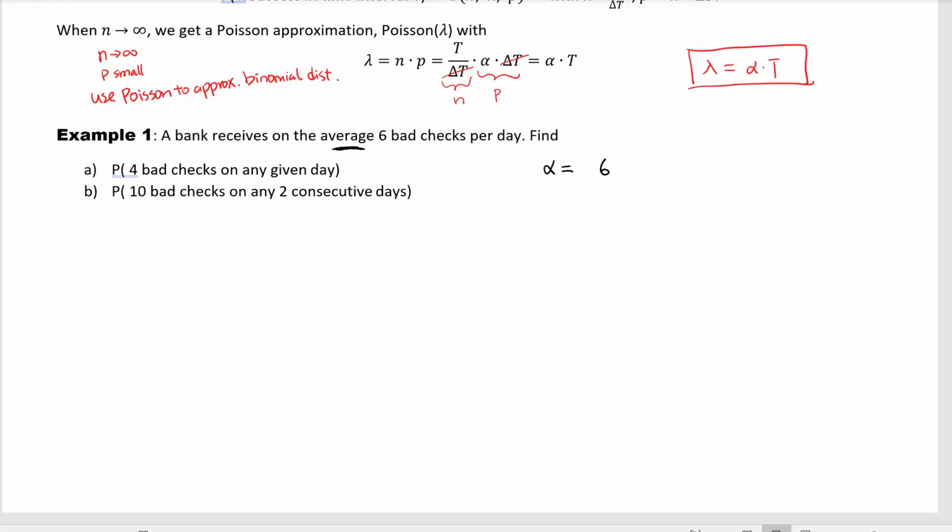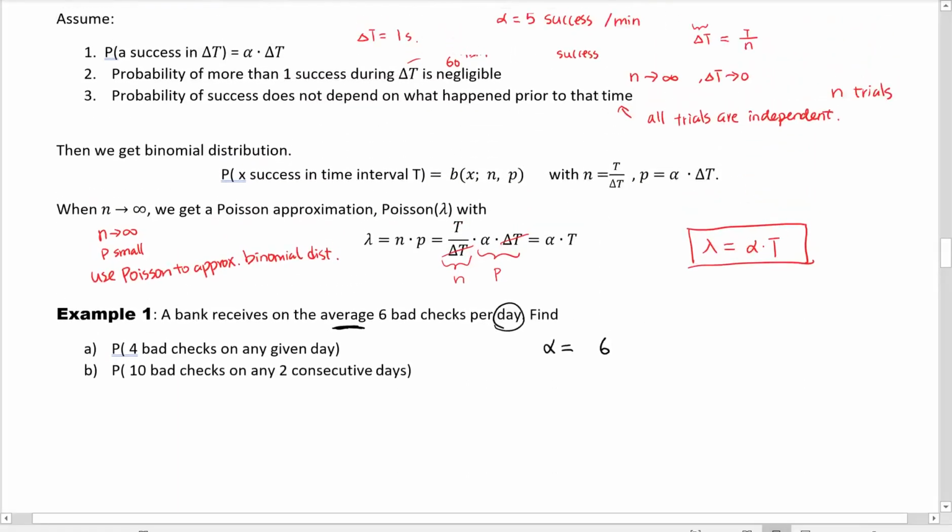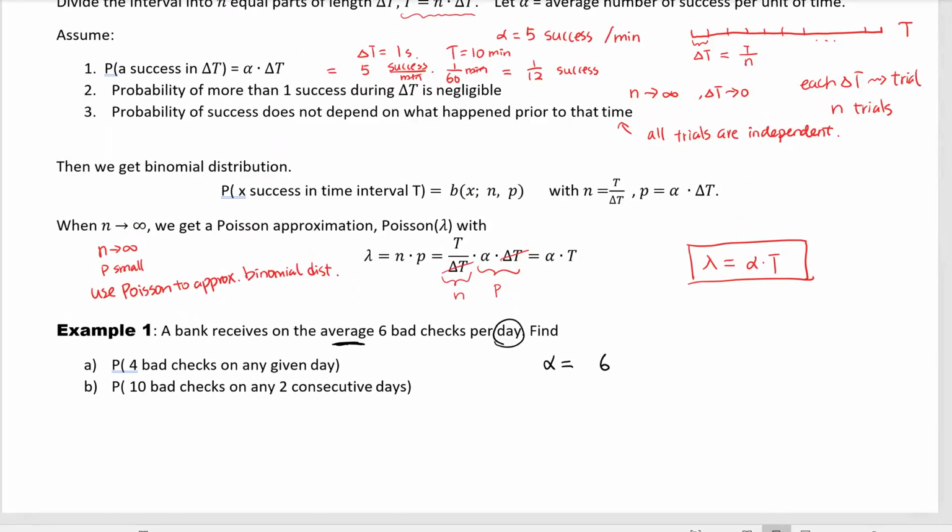Okay, so per day. You can see the unit here is day. So be careful, because sometimes our t unit is minutes and your change of t is seconds. You have to change the seconds into minutes in order to make the units consistent.